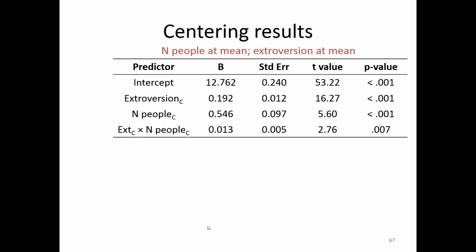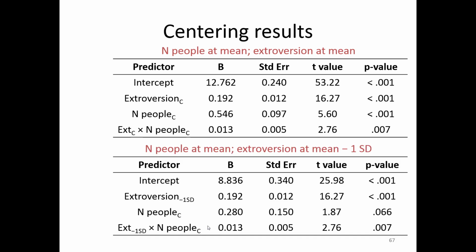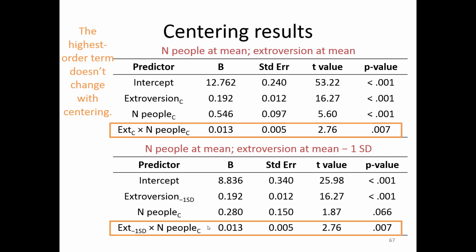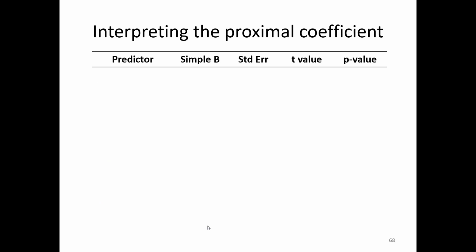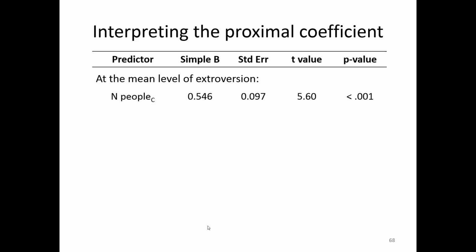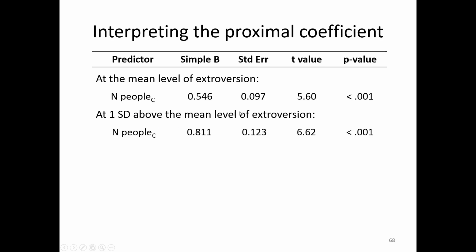So here's our mean-centered results again, and then here are our results for the extroversion centered at the mean minus 1 standard deviation. Okay, so we get the highest order term doesn't change with centering. B1 doesn't change because number of people talked to is kept centered at its mean. Okay, so if we interpret the proximal coefficient at the mean level of extroversion, here's the simple coefficient for number of people talked to, so 0.546. It looks like it's significant. P is less than 0.001.